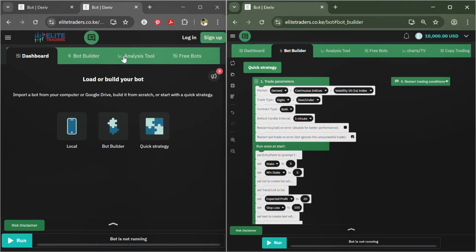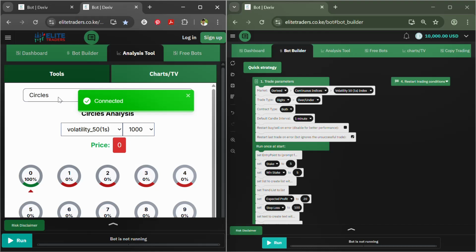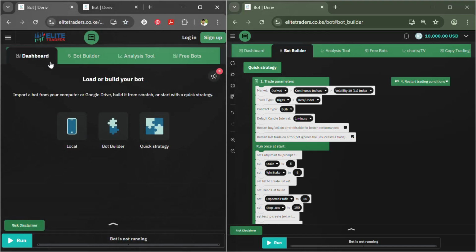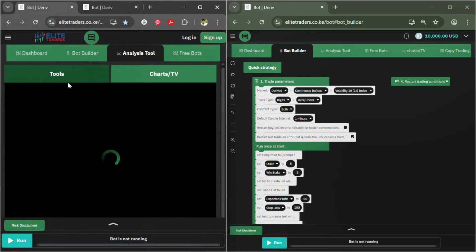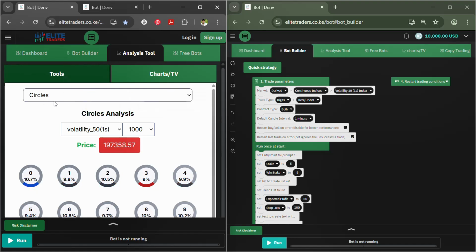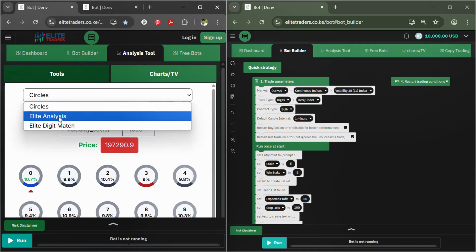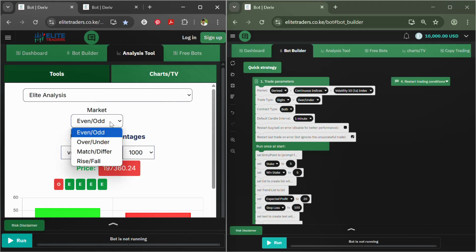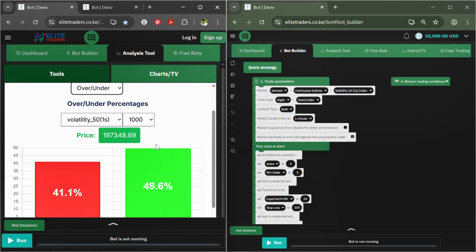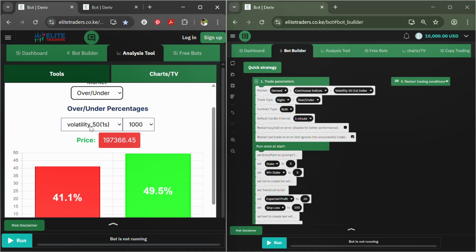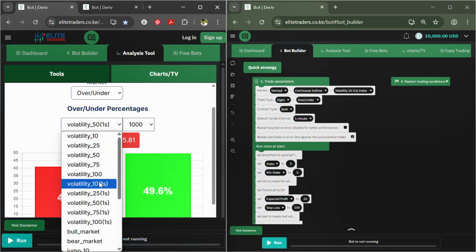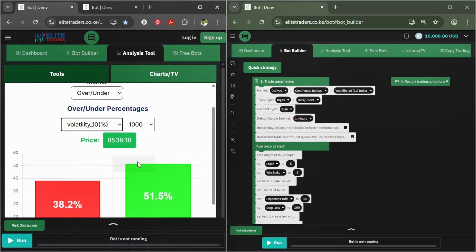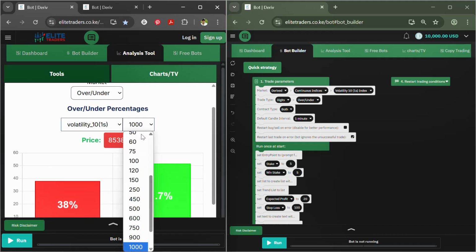Just get to the analysis tool, and there are some things that we need to take into consideration. All you need to do is click the analysis tool and click the tool. The moment you click the tools, you'll find yourself on the circles. Just click the circles and go to Erite analysis. Because we are trading over and unders, just switch the market and go to over and unders, and you can see we have volatility 51s. We can start from volatility 10 1s to check the market. If you check here, it's out of 1,000 ticks, so we need to switch these ticks to 150.